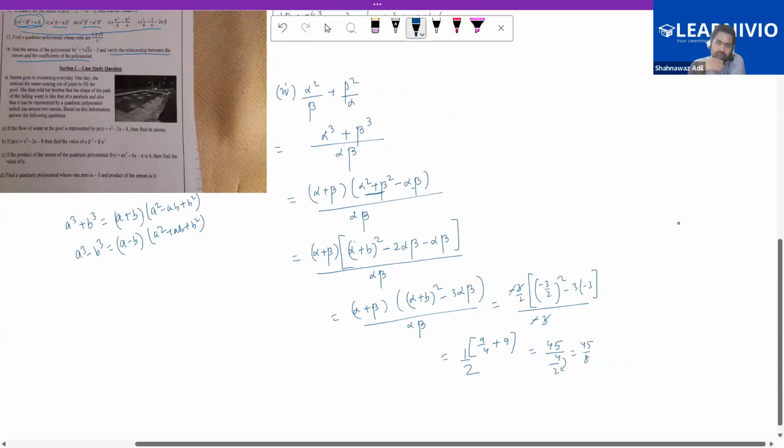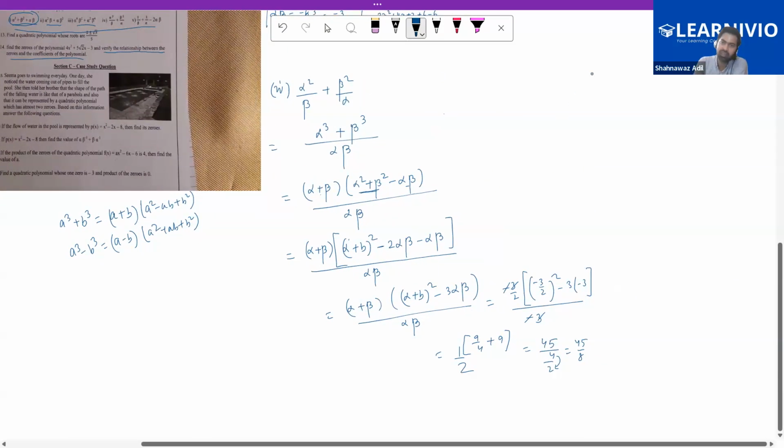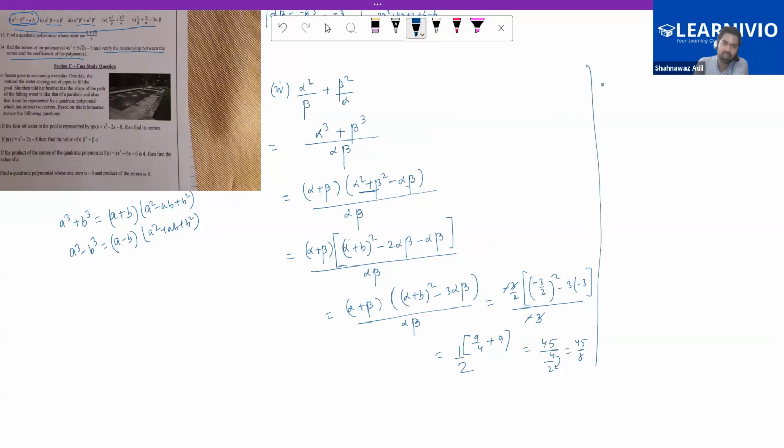Yes, sir. And then simultaneously, let us do the last part. The last part is 1 by alpha, 1 by beta, minus 2 alpha beta. We will not touch the last term because this value we already have. So we'll take the LCM: this is beta plus alpha, and minus 2 alpha beta.